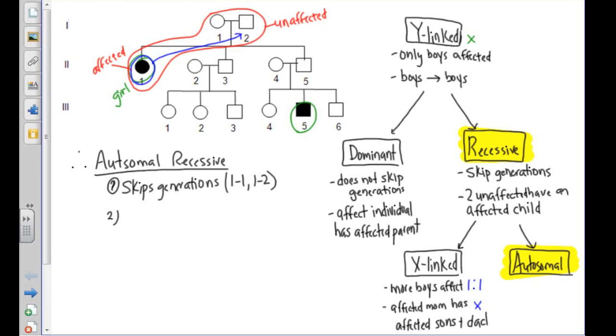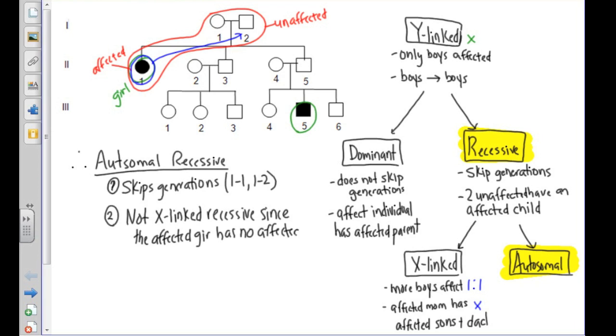And you can also write a second reason, and this time we'll use a reason why it is not another type of inheritance. So it is not X-linked recessive because an affected girl does not have an affected father.